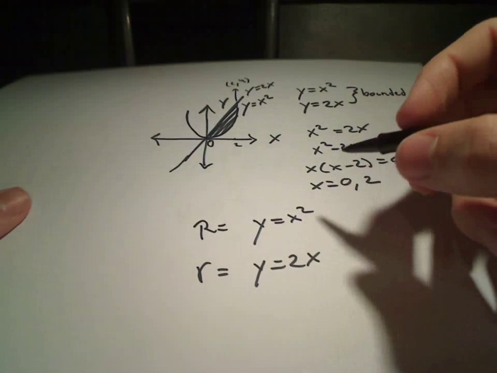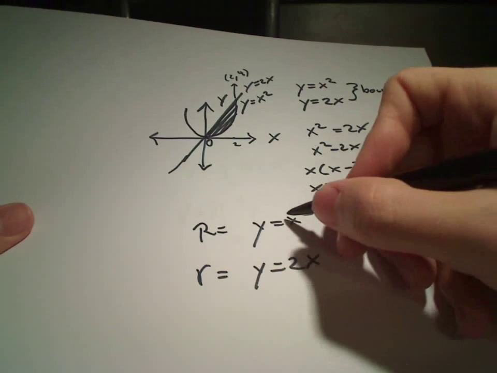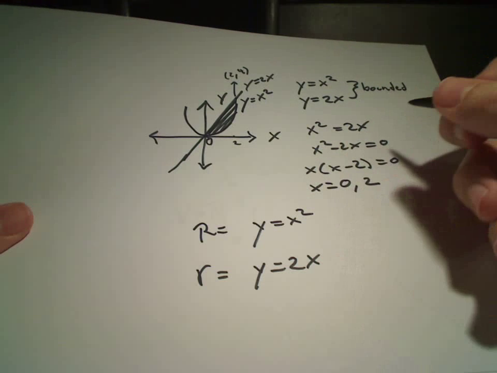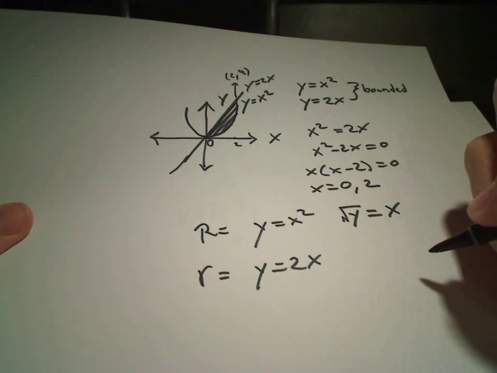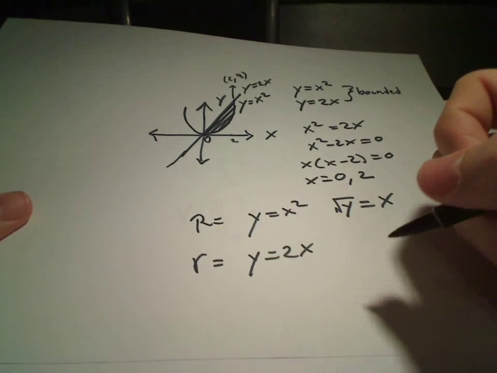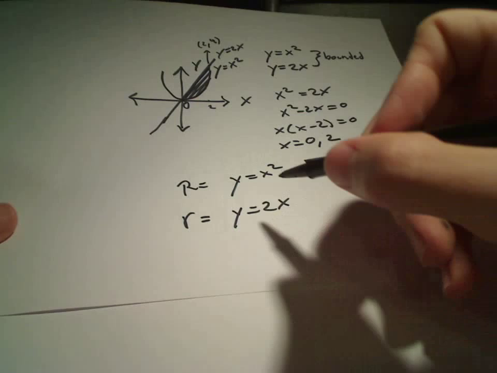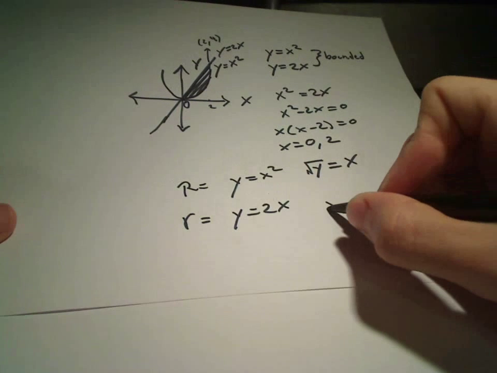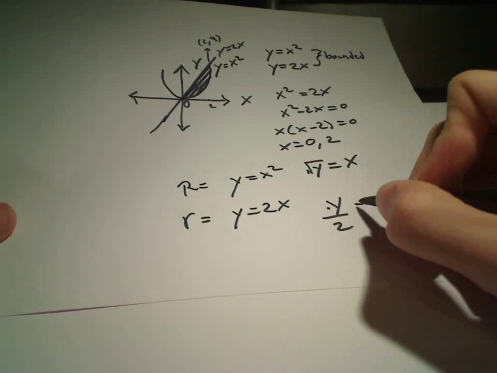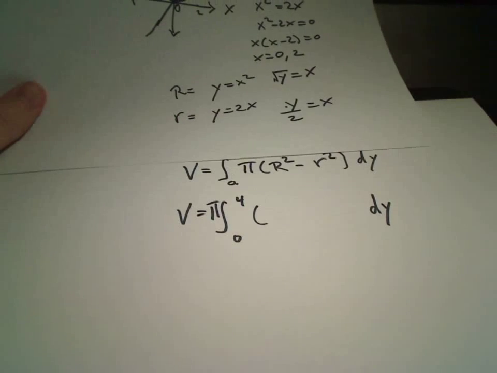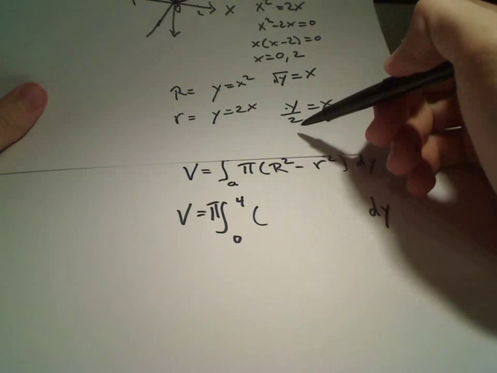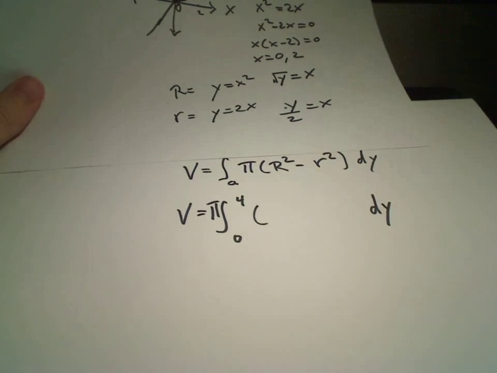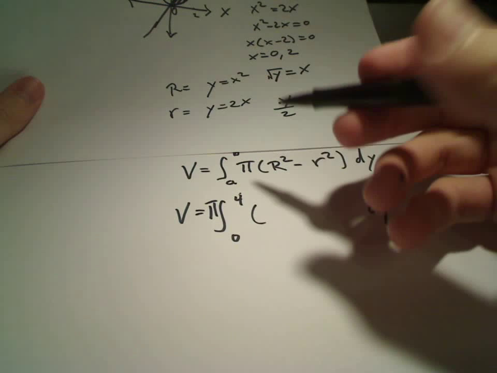Well, if you know how to put anything in terms of y, what you would do is you would square root this side, square root this side, and suddenly what you would have is the square root of y equals x. Okay, now we got it in terms of y. What about this guy? Well, you just divide by 2. So you'd have y over 2 equals x. Just saying it in terms of y. That's all you're doing.